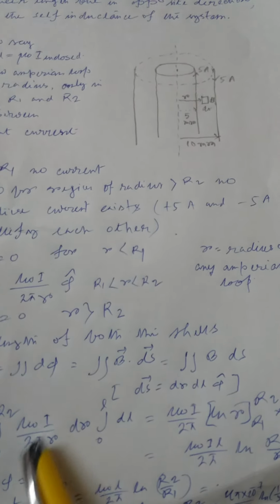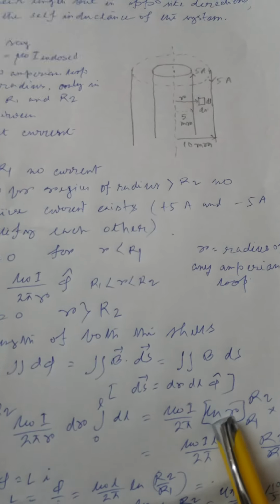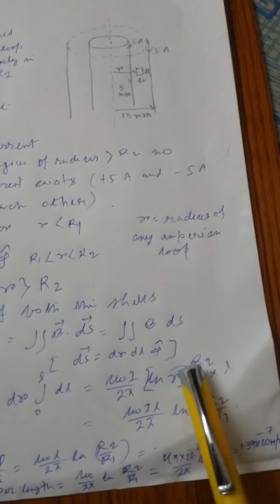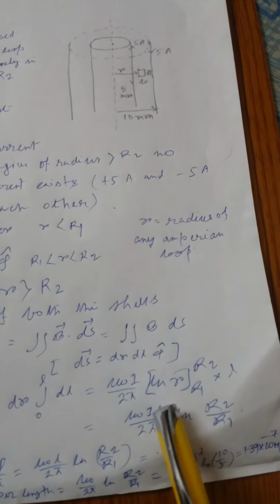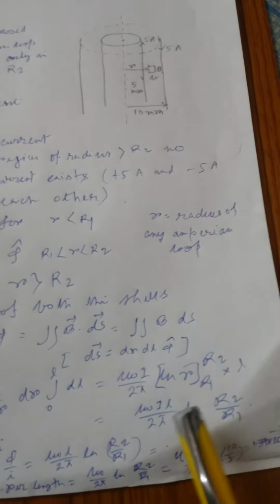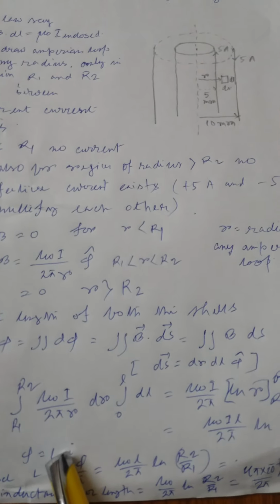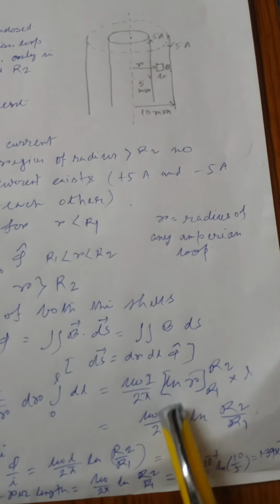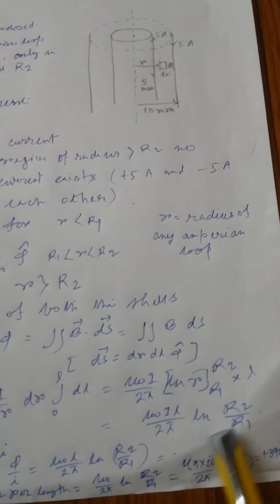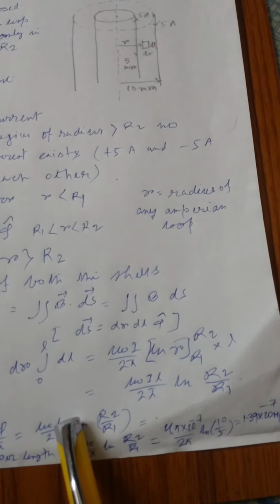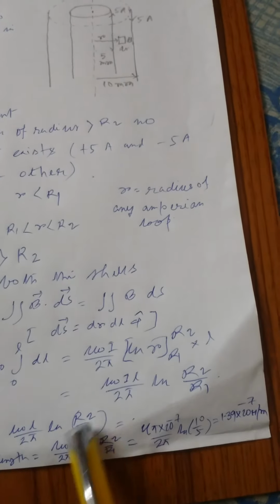This integral becomes μ0 I by 2 pi, dr by r becomes ln r, and integration over dl becomes L. So the integral becomes μ0 I L by 2 pi ln R2 by R1, putting the values of the limits. So the self-inductance L is calculated from this formula, L equals phi by I. So here I gets cancelled, giving μ0 L by 2 pi ln R2 by R1. And if you want to calculate the self-inductance per unit length, then this L gets eliminated. So the value becomes μ0 by 2 pi ln R2 by R1.